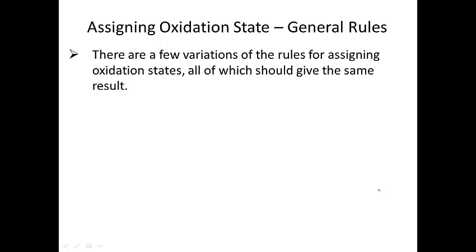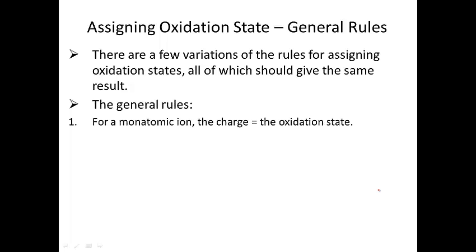Okay. So general rules for assigning oxidation states. And we need the oxidation states to see what gets oxidized and what gets reduced. All right, there are a few variations, but they'll all give you the same result. General rules. For a monatomic ion, the charge equals the oxidation state. So what would be an example of a monatomic ion? Na. All right. So Na+, oxidation state is +1.